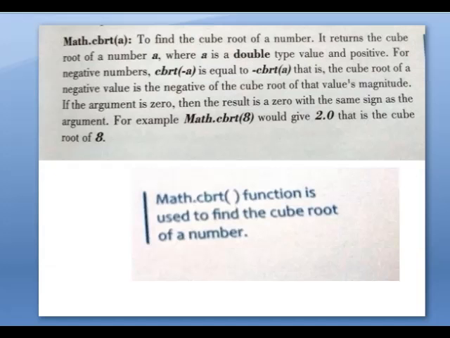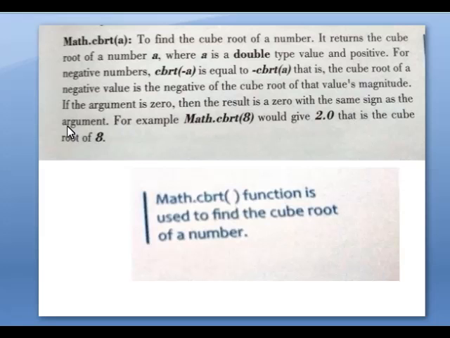Okay, so the next is Math.cbrt, the cube root. Cube root means 3 times. To find the cube root of a number, it returns the cube root of a number a. For negative numbers, cbrt of minus a is equal to minus cbrt of a. It will take the negative value, so the value is the negative of the cube root of the value's magnitude. If the argument is 0, the result is 0 with the same sign as the argument.